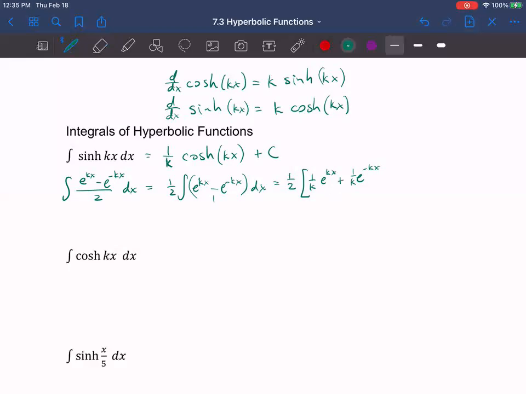Okay, and then plus c, which I guess doesn't have to be inside the brackets. And that right there is 1 over k cosh kx plus c. Pretty neat how it just keeps working out like that, isn't it? It just does not seem like these should be related to exponentials, but the more times we do it, the more it just keeps fitting and working out, doesn't it? All right. What about this one?